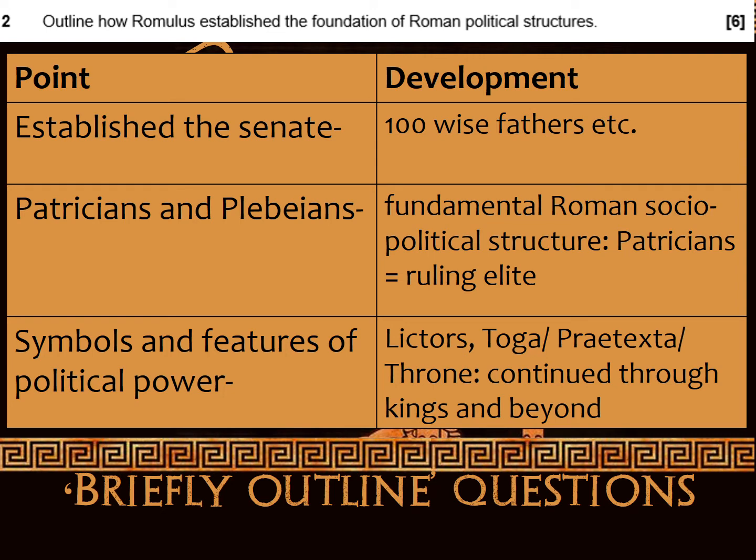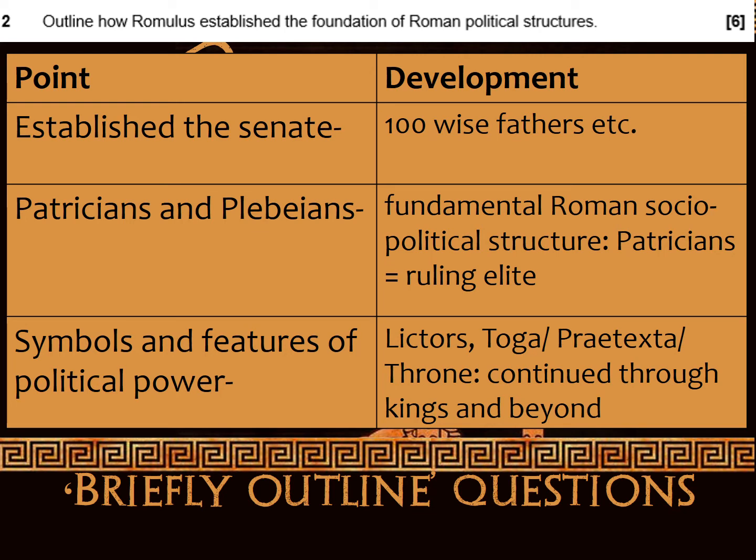The last one I've included is he establishes symbols and features of political power. So the lictors, the bodyguards, he develops the toga praetexta and the curule throne, and all of these things are there to show him as the king, and these are things that following kings used as well. If you have time and you want to be really fancy, you could even draw the link between these kind of things and the imperial imagery. But for 6 marks, you don't really have time.